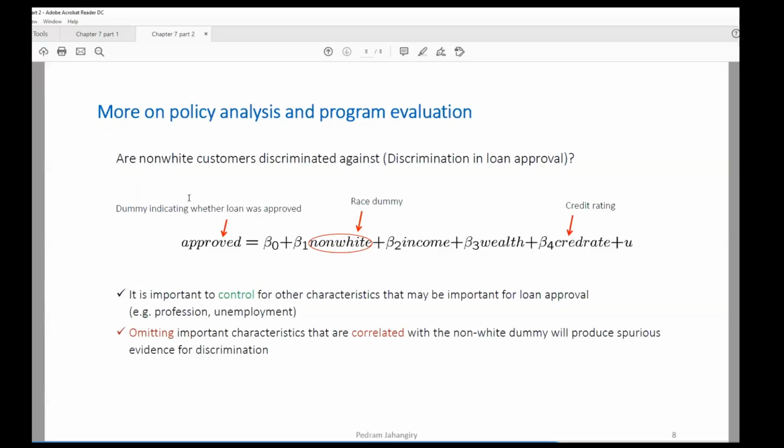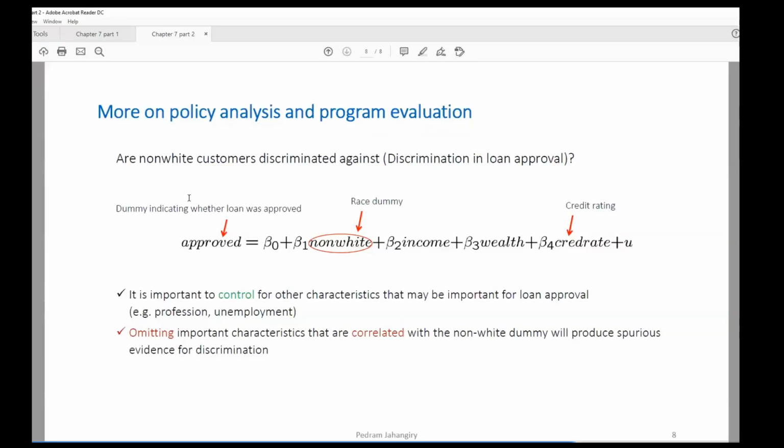Final slide. So let's talk about policy analysis and program evaluation. This is just one example from the textbook. For instance, we are interested in a question like this: are non-white customers discriminated against when they're applying for a loan? Discrimination in loan approval. And again, sadly, that's the case. There are some sad events in the world we're living in. Even in 2020, you would think the data should not support these ideas of wage discrimination and race discrimination, but it is sad that we still see these things. And I strongly believe that we have to do something about it, right?